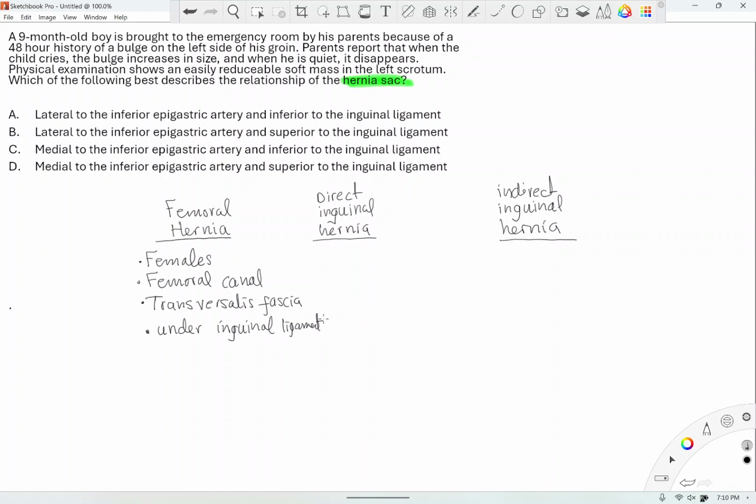What else? The hernia always goes in the femoral canal, and the contents of the femoral canal, from lateral to medial, are nerve, artery, vein, and then the femoral canal. So it's always medial to those contents. It's medial to the femoral vein. Okay, so that's the femoral hernia.